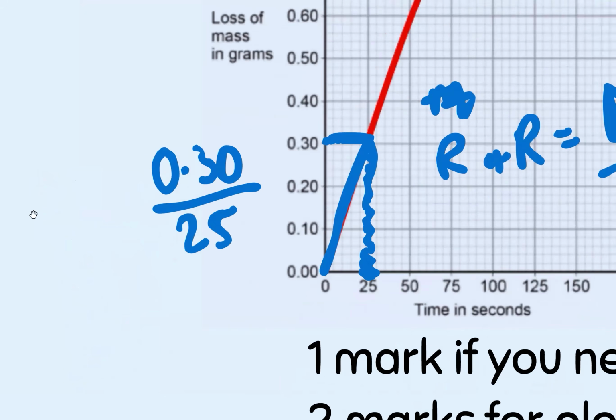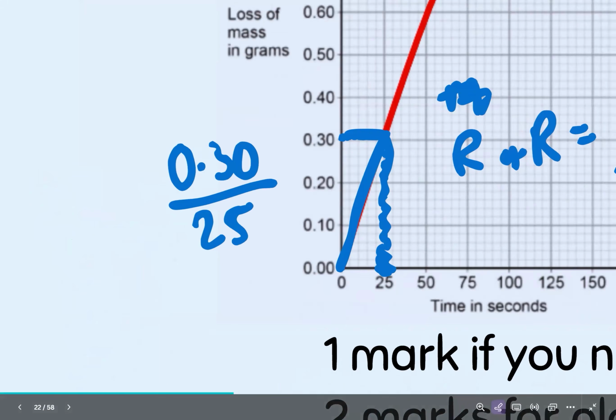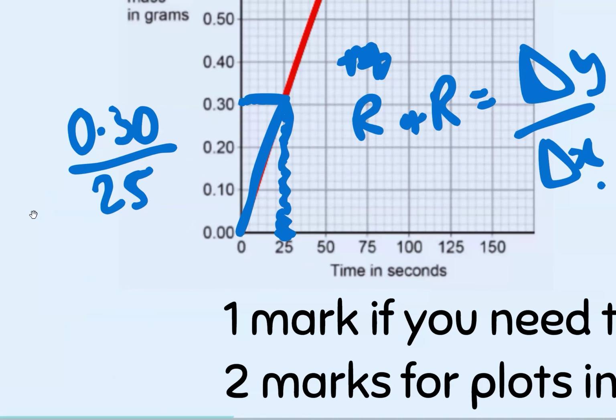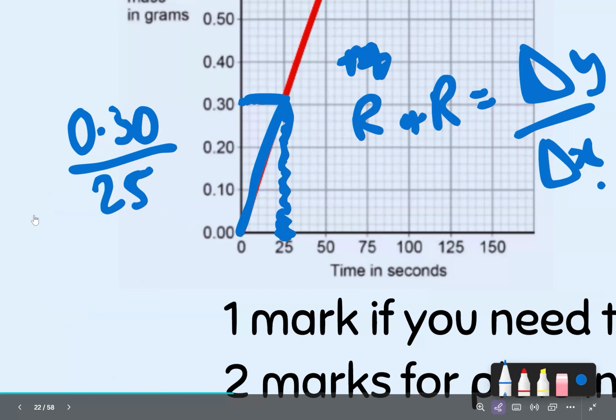So that way you know that it's 0.1 something, 0.12. Roughly 0.12 grams are being used up every second.